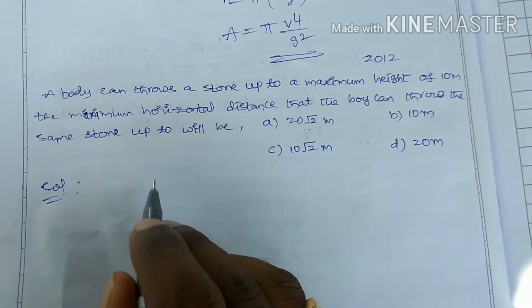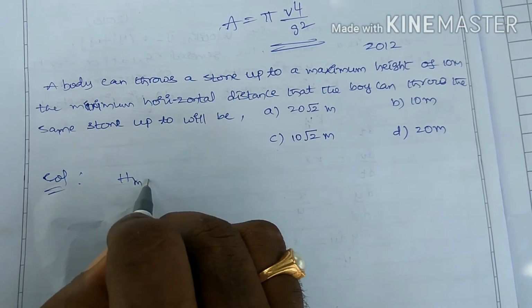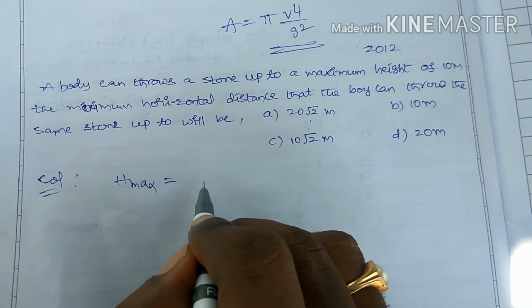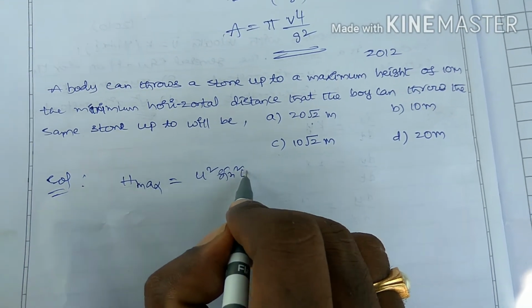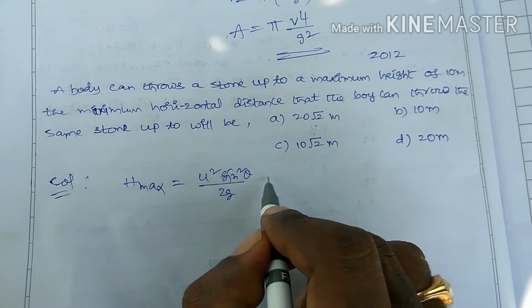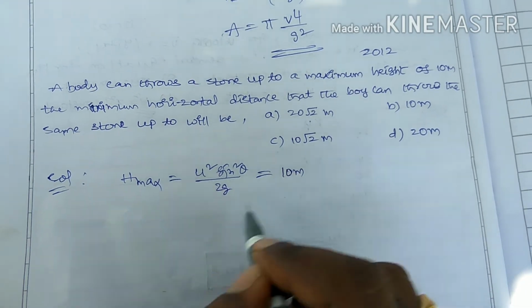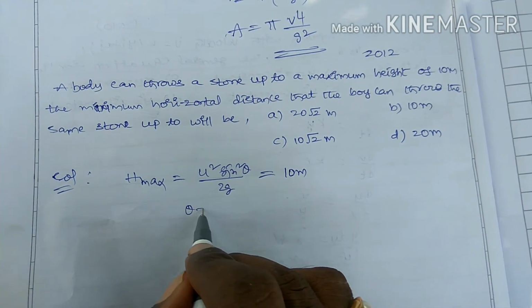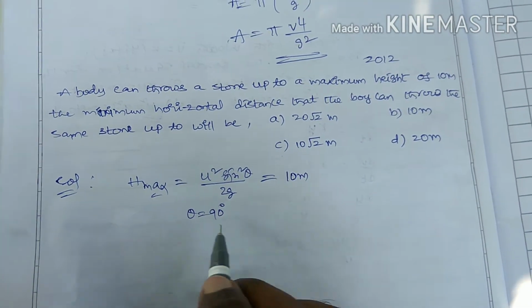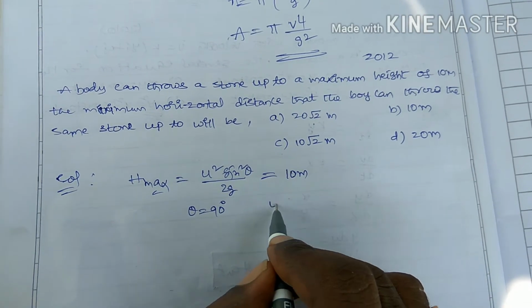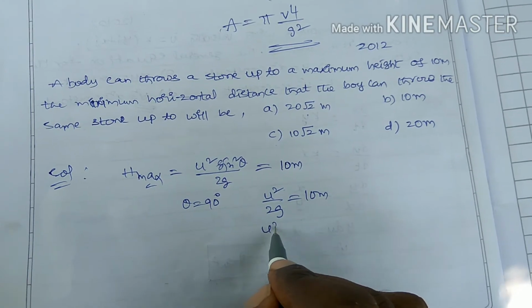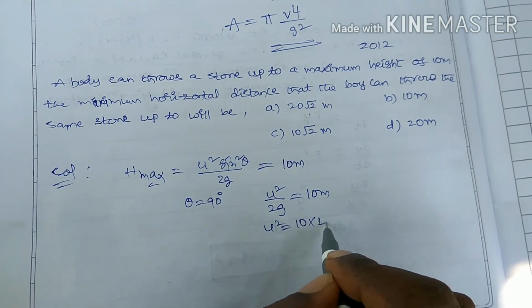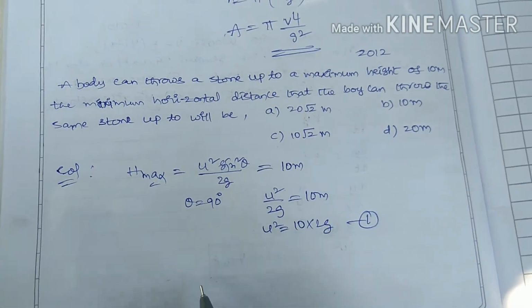For the maximum height, h maximum, you can write u square sine square theta by 2g. It should be equal to 10 meters. Where theta is equal to 90, then only the height will be maximum. So therefore u square by 2g is equal to 10 meters. u square is equal to 10 into 2g. So this is equation 1.